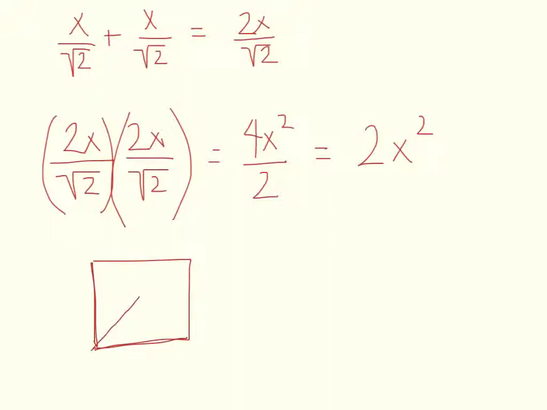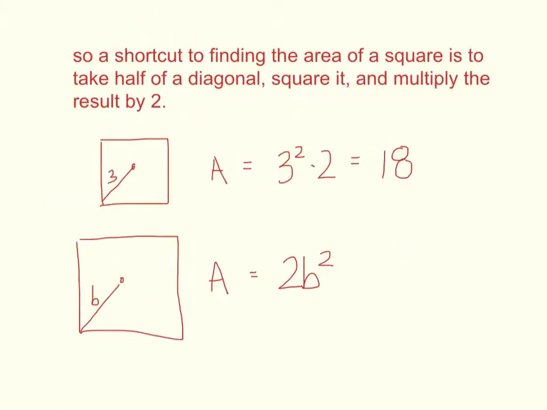For any square, if you have this right here, no matter what this length is, say this is 4, then to find the area of the square, it's 2 times 4 squared. So 4 squared is 16 times 2 equals 32. So the rule follows that a shortcut to finding the area of a square is to take half of a diagonal, square it, and multiply the result by 2.